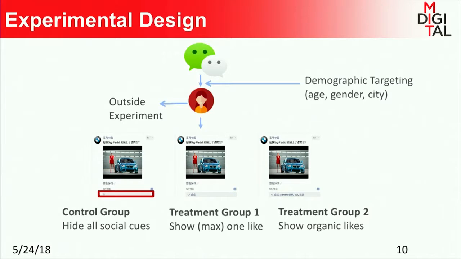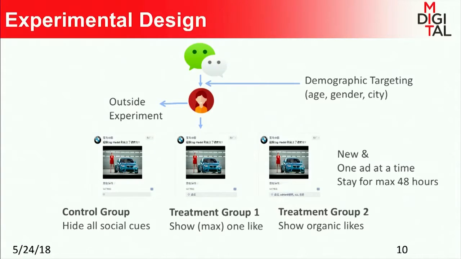In treatment group 1, we show maximum 1 like and hide all the comments. In treatment group 2, we show all the likes and hide all the comments. Most of the ads involved in the experiment were brand new. And during the experiment, each user can only receive 1 ad at a time.